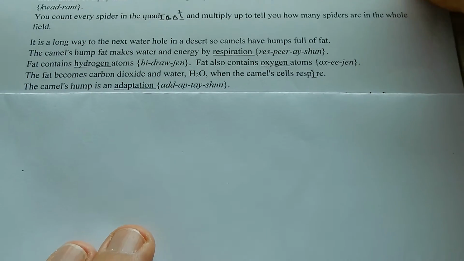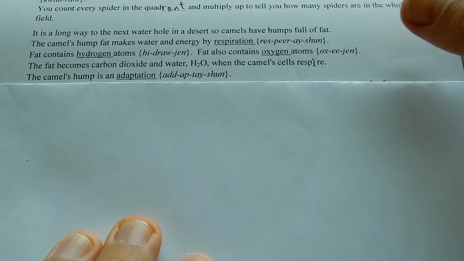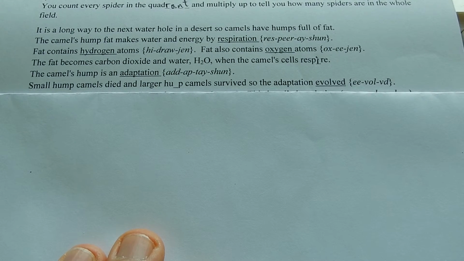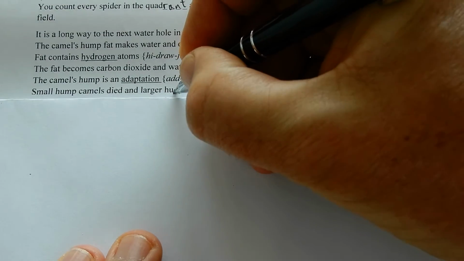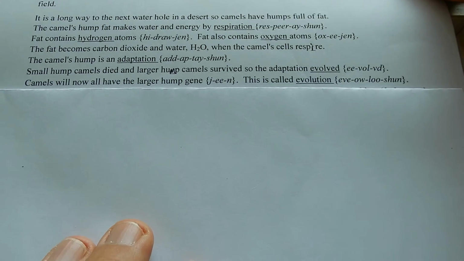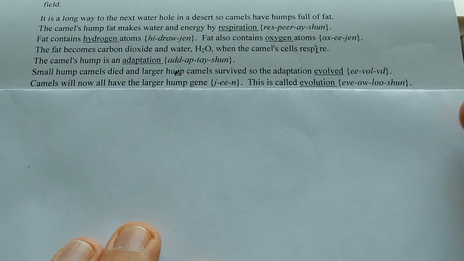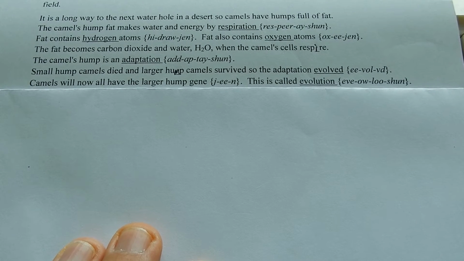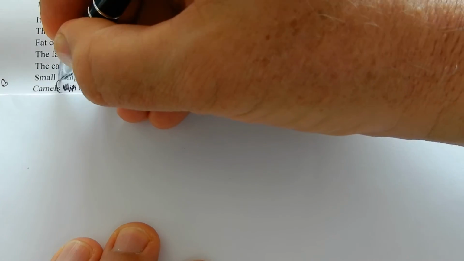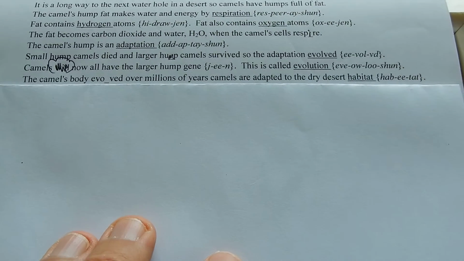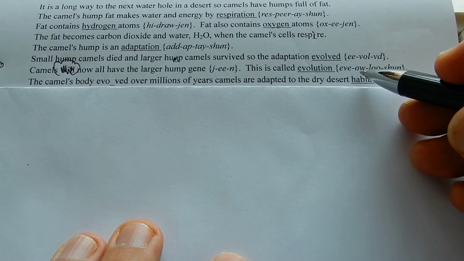The camel's hump is an adaptation. Small hump camels died and larger hump camels survived, so the adaptation evolved. Camels now all have the larger hump gene. This is called evolution.